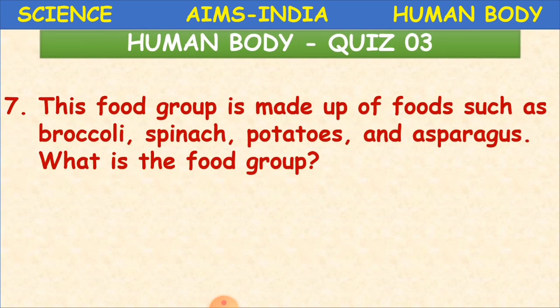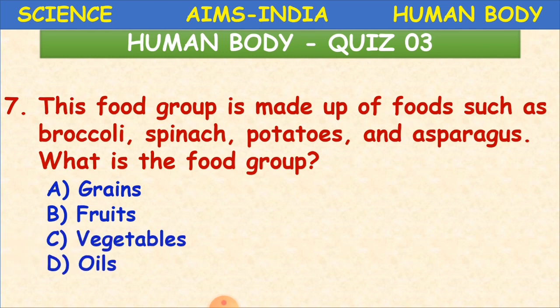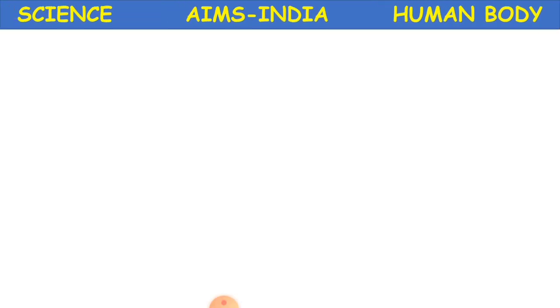This food group is made up of foods such as broccoli, spinach, potatoes, and asparagus. What is the food group? A is grains, B is fruits, C is vegetables, and D is oils. What are they, children? To which one do they belong? Yes, it is vegetables. Okay, clear? Here we also have green vegetables like broccoli and spinach, all of which are leafy vegetables. Okay, now the other question.